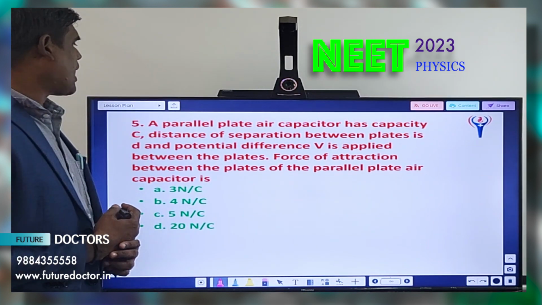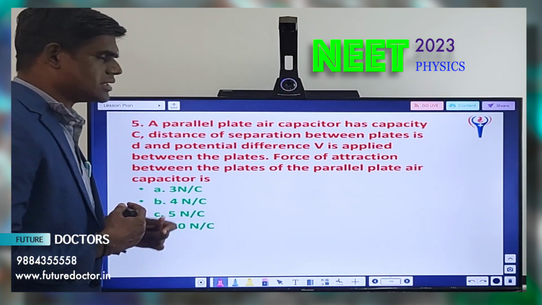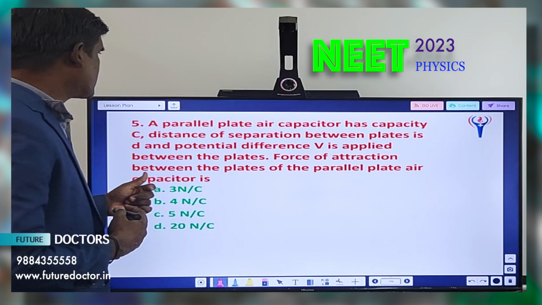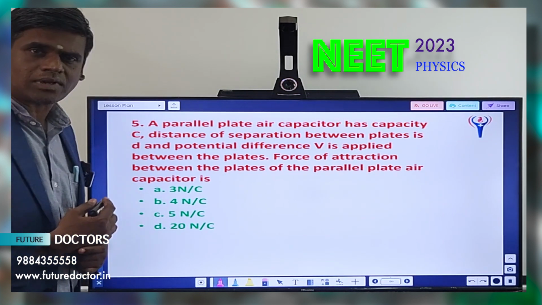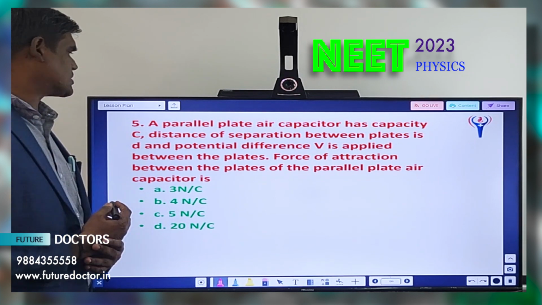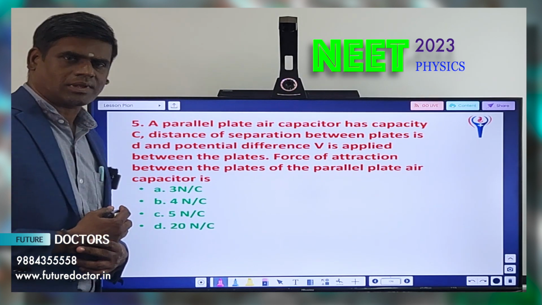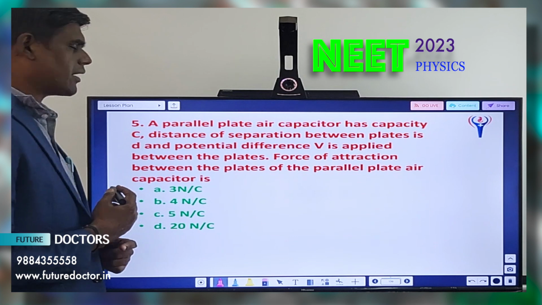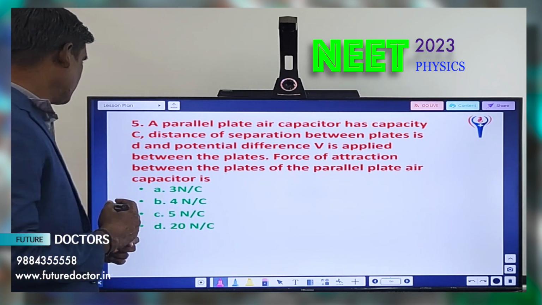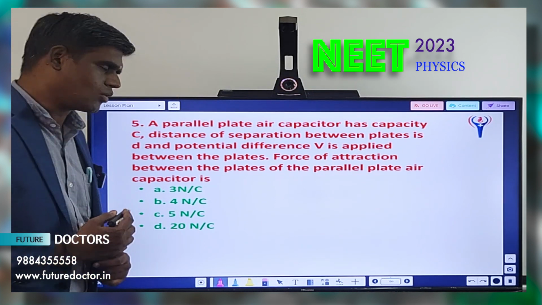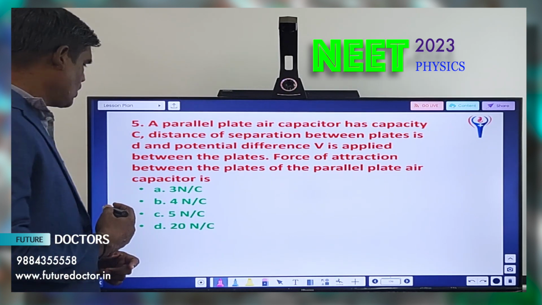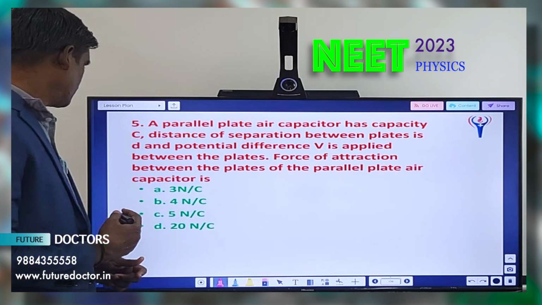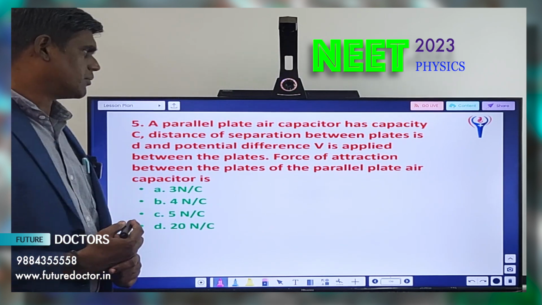A parallel plate air capacitor has capacity capital C. Distance of separation between plates is small d. And potential difference, capital V, is applied between the plates. Force of attraction between the plates of the parallel plate air capacitor is dash. A option, 3 Newton per coulomb. B option, 4 Newton per coulomb. C option, 5 Newton per coulomb. D option, 20 Newton per coulomb.